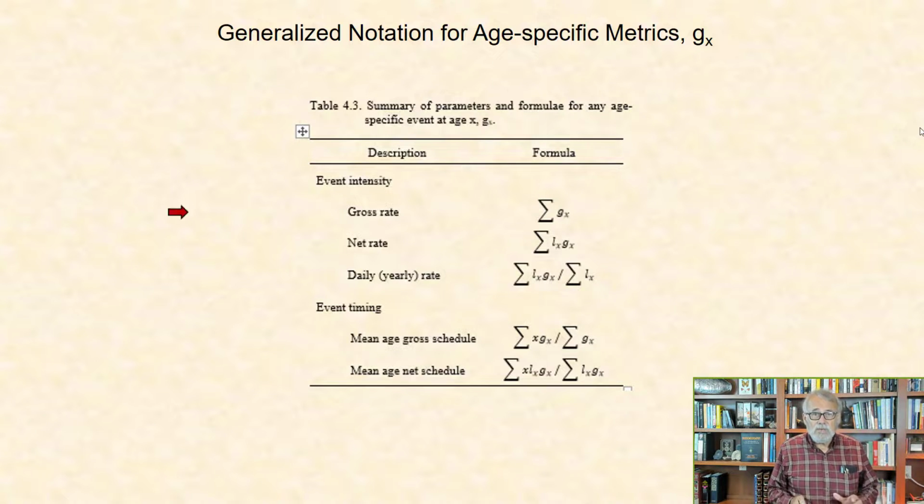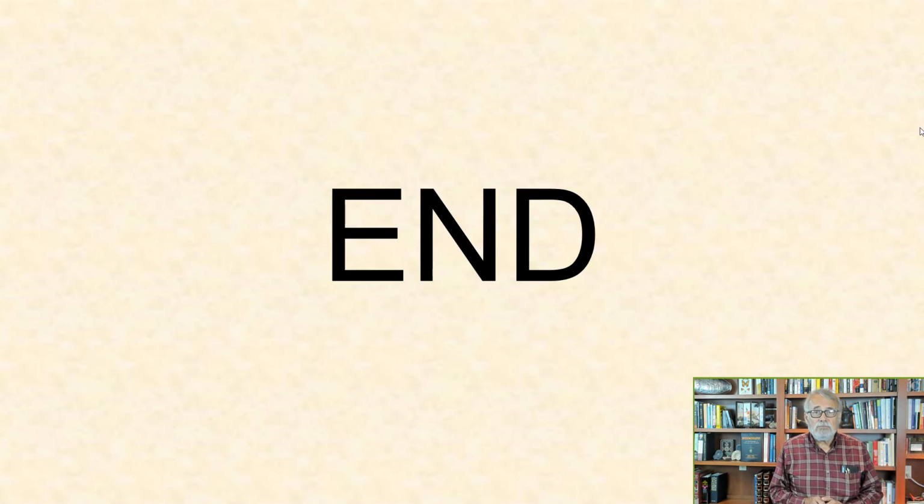So we have a gross rate as the sum of GX over all ages, the net rate weighted by LX, and the average daily or yearly rate as the net rate divided by the expectation of life. And the timing for each is computed by weighting the terms in the numerator by age X. This ends this module 4.2.